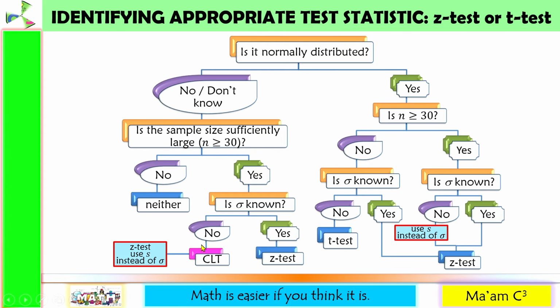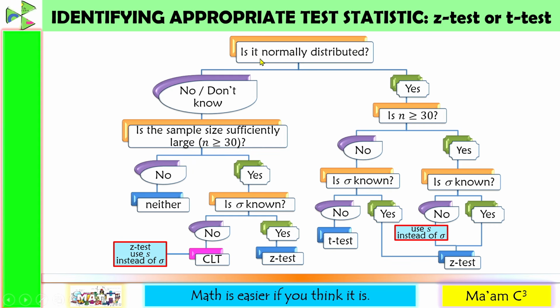then we are going to apply the CLT, Central Limit Theorem. CLT states that if the sample is sufficiently large, then the distribution of the sample means will be approximately normally distributed. Hence, we are going to use z-test. But just like here, since the population standard deviation is unknown, then we are going to use sample standard deviation.